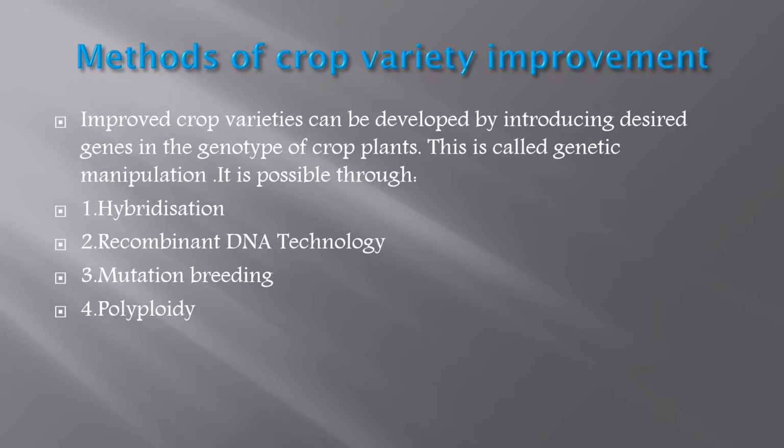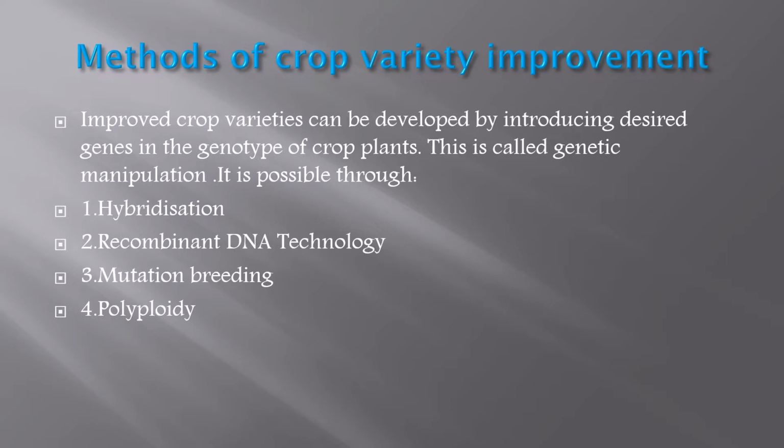Next in this category is recombinant DNA technology. What do you mean by recombinant DNA technology? This is a recent method of crop improvement to introduce desired genes directly into the nucleus of plant cells and growing plants from such cells by tissue culture. Such plants are called genetically modified plants or transgenic plants.